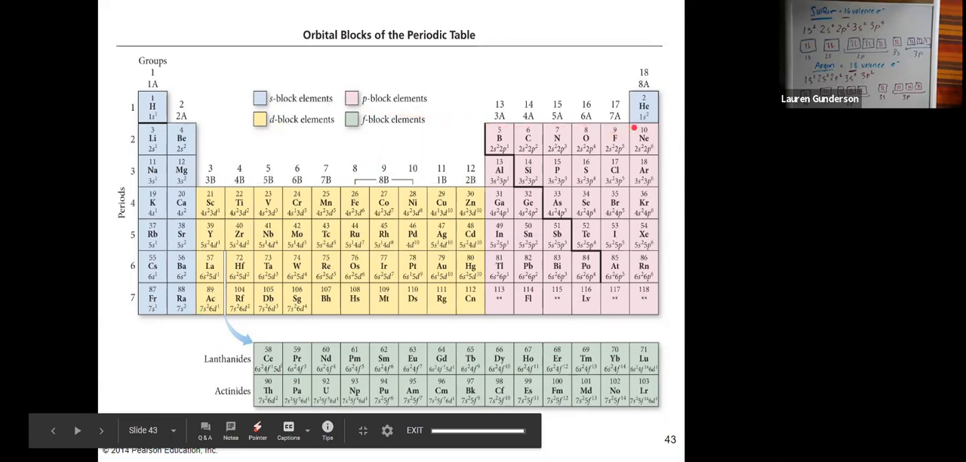6 electron spaces. Your D block elements are the transitions, okay? And there's 10 of those. The F blocks are the lanthanide and the actinide series, and there are 14 of those, okay? And your period number from 1 to 7, that corresponds to your N level when you're doing your quantum numbers.